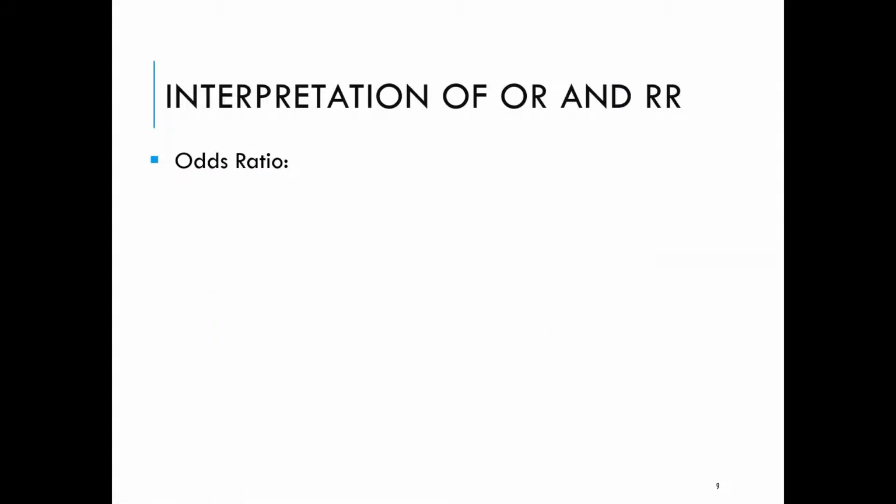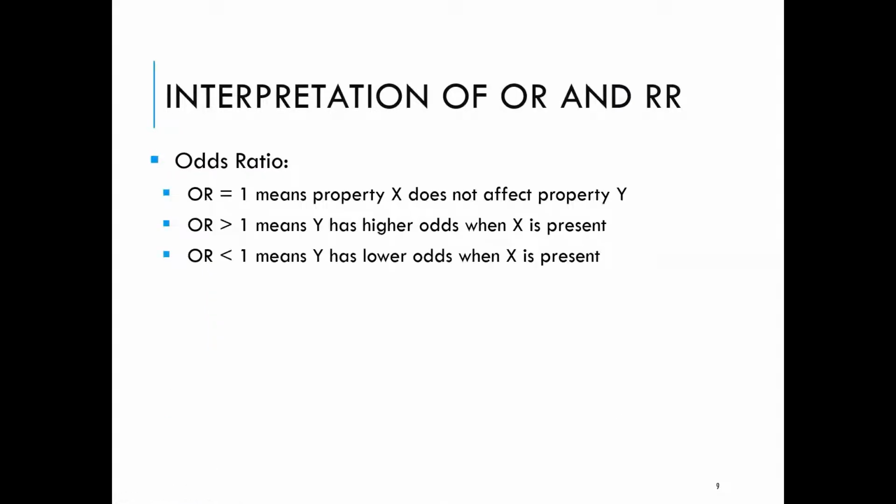To interpret the odds ratio, we compare it to 1. If the odds ratio is equal to 1, this means that property X does not affect property Y. If the odds ratio is greater than 1, this means that property Y has higher odds of occurring when property X is present. If the odds ratio is less than 1, this means that property Y has lower odds of occurring when property X is present.